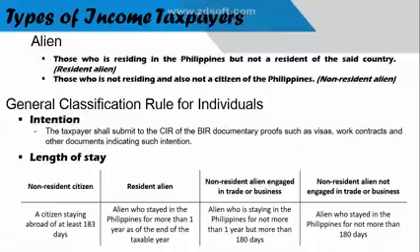Of course, if you stay more than 1 year, it means you have been living here since last year, so you are being called a resident alien. So, sir, why are the classifications important? It is important for us to know because there are taxation rules and tax rates, including special tax rates for them, especially those who are not residents and not citizens.